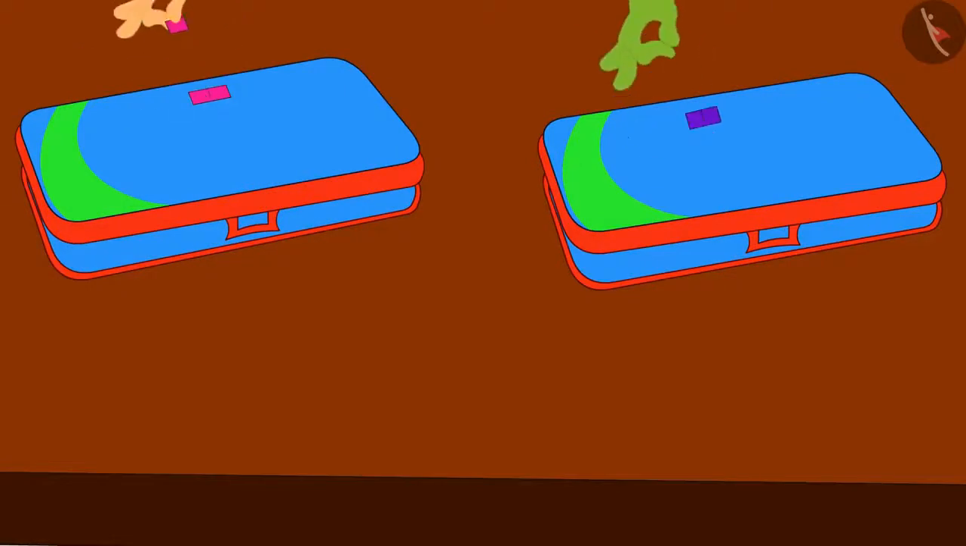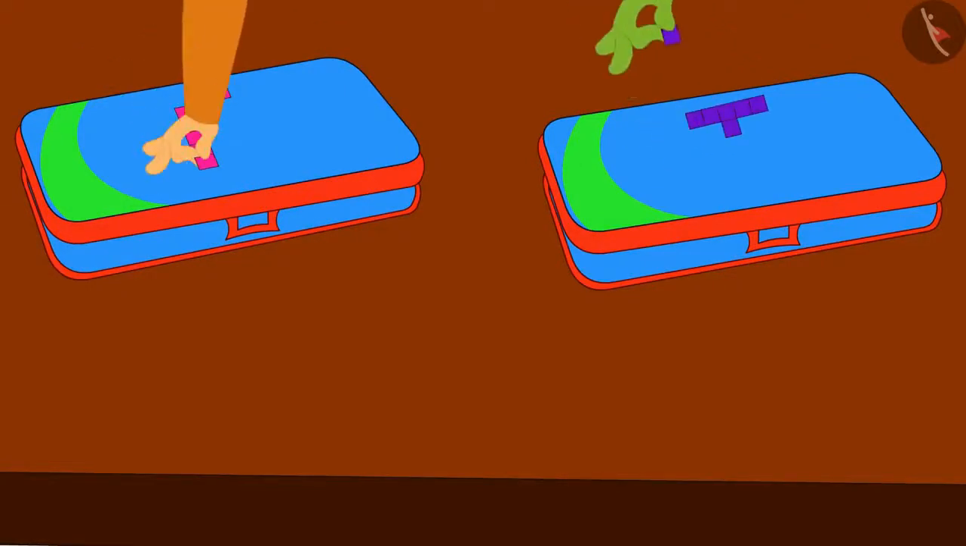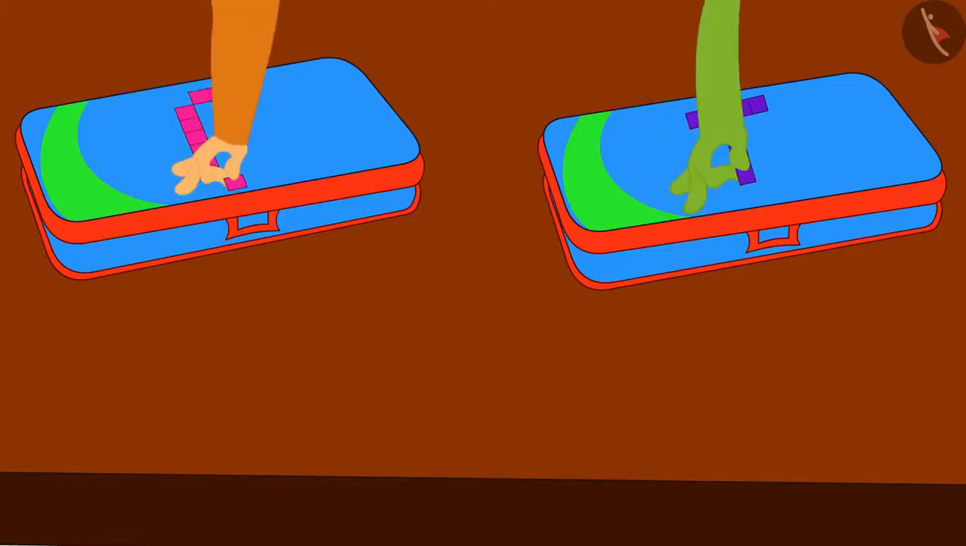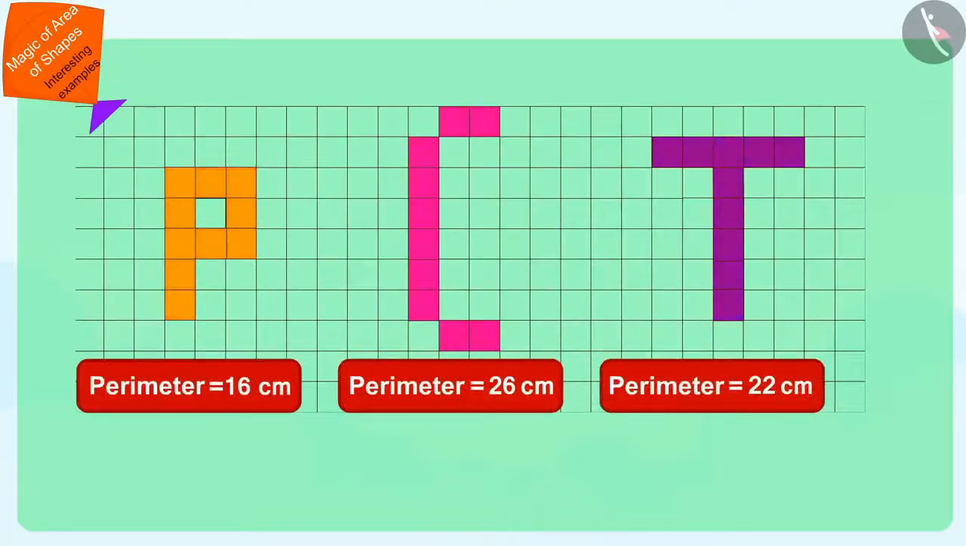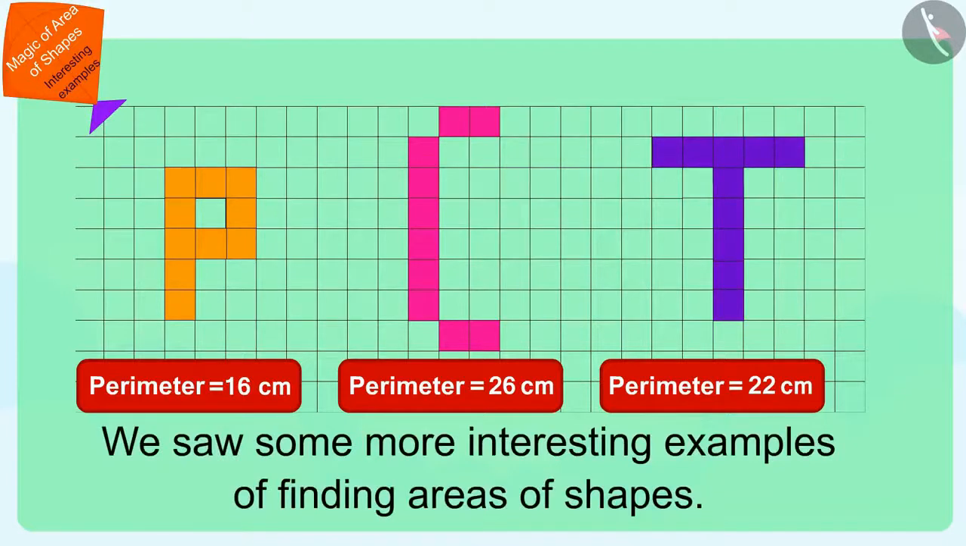Chanda and Tufan made letters indicating their names on their compass boxes by using those stickers, so that they would never fight again about their compass boxes. Children, in this video, we saw some more interesting examples of finding areas of shapes. In the next video, we will see even more interesting examples related to this.